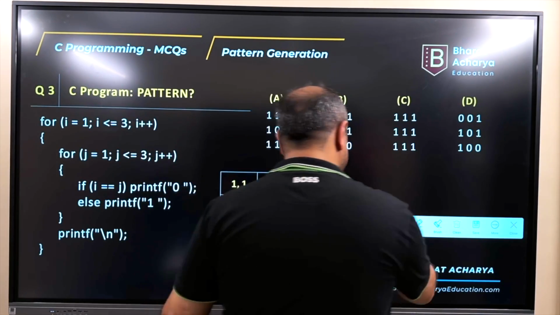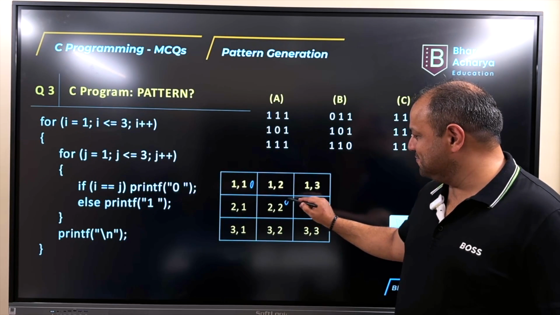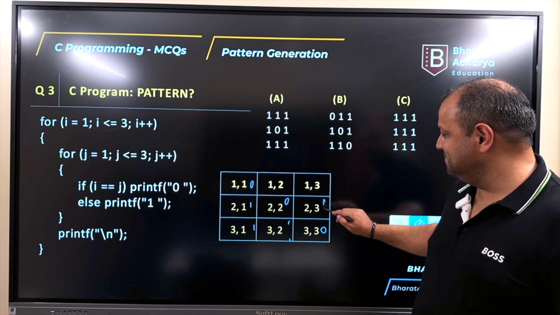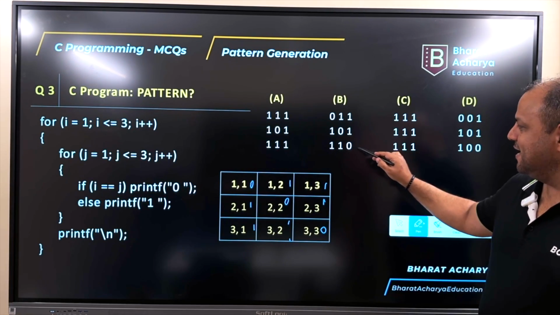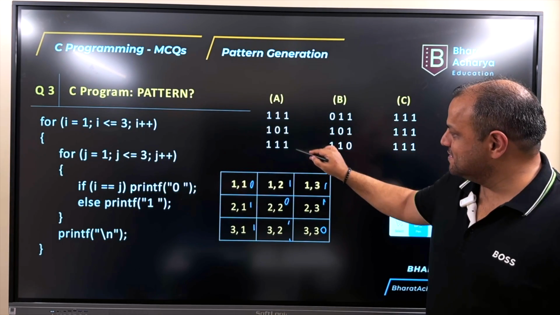Where is i equal to j? i is equal to j in this line. So on this line, you will display a 0. Rest everything will be a 1. On this line, you will have a 0. Rest everything will be a 1. On this line, you will have a 0.